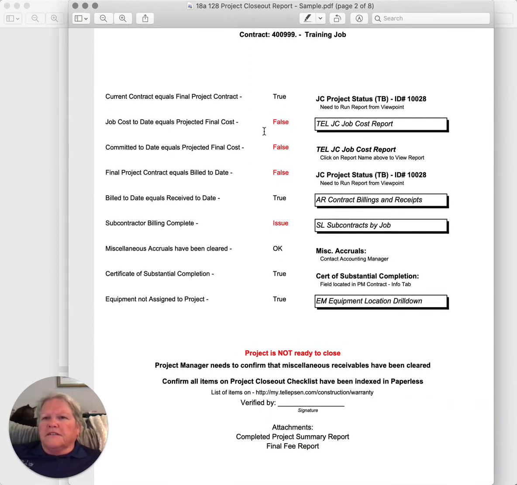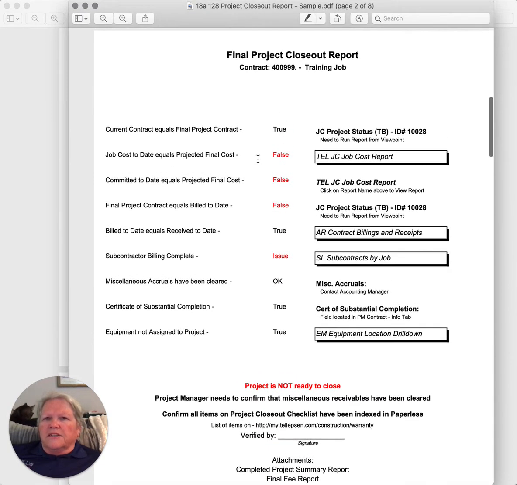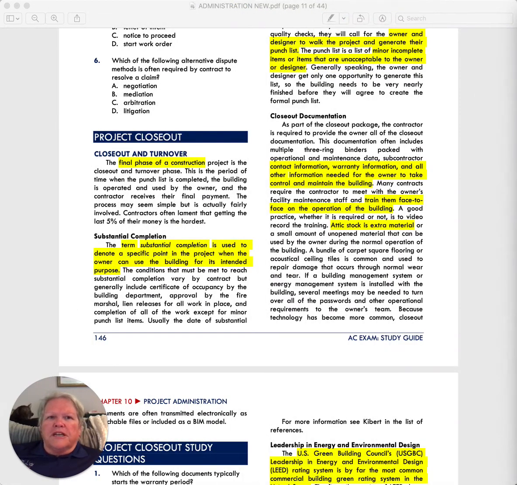And then here is a status update as to whether or not certain things have been done in order to complete the project. At Tellefson, one of the things that we look for is that a final schedule has been done, so we have good historical information on that job. So that's a really important component to the closeout documentation, beyond what you typically think of as the O&Ms, but there's more to it than that.